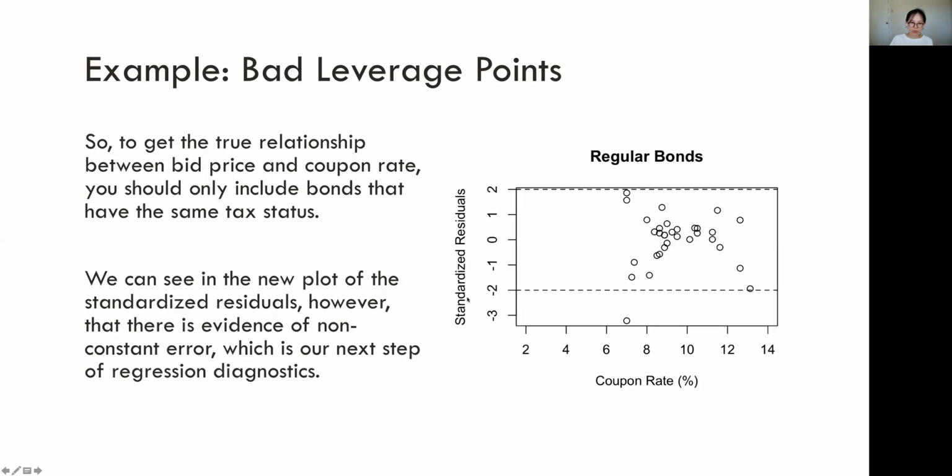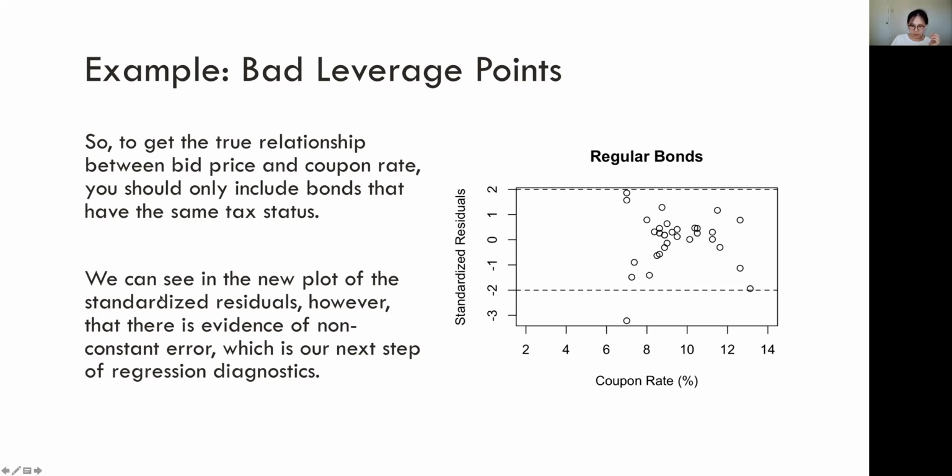So remember our strategies. When we have bad leverage points, we either get rid of them or we fit a new model. But in this case, when we think about it, the data we have are not of the same category, which means we should fit a different model for each category. So in this case, we remove those three bad leverage points and refit the data. So that's the strategy we take for this special case.